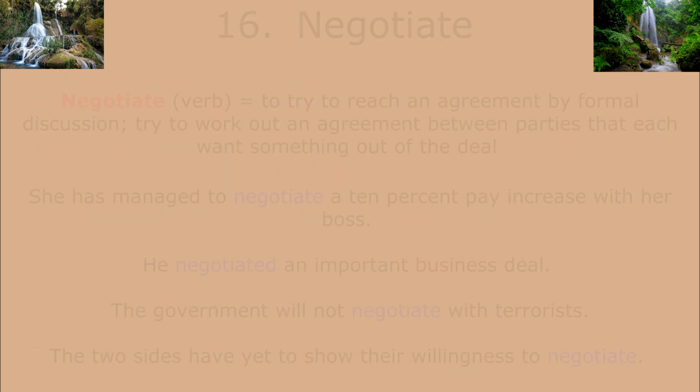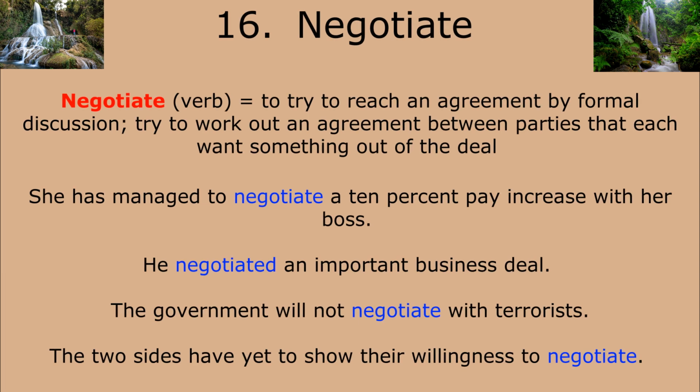The word number 16 is the word to negotiate. To negotiate means to try to reach an agreement by formal discussion, to try to work out an agreement between parties that each want something out of the deal.